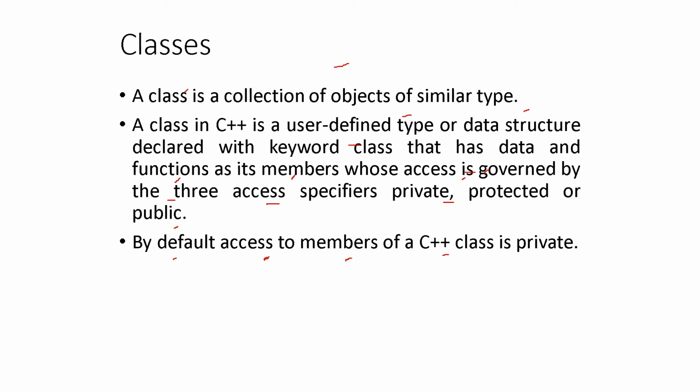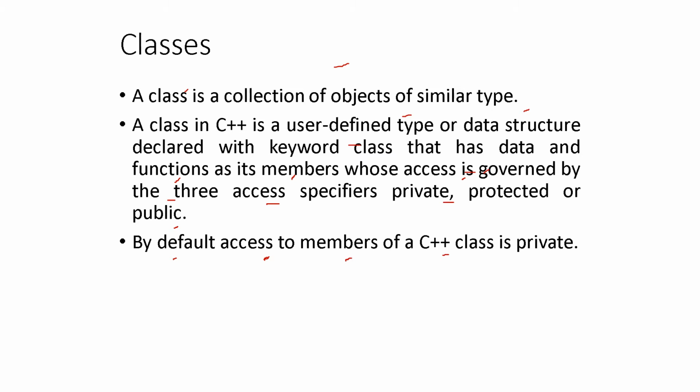In the same way, the data and functions within the class are the members, right? So that data and functions can be accessed based on three access specifiers. If you make it private, some categories are there. If it is protected, some other. If it is public, some other. That we'll study in detail in the next class.